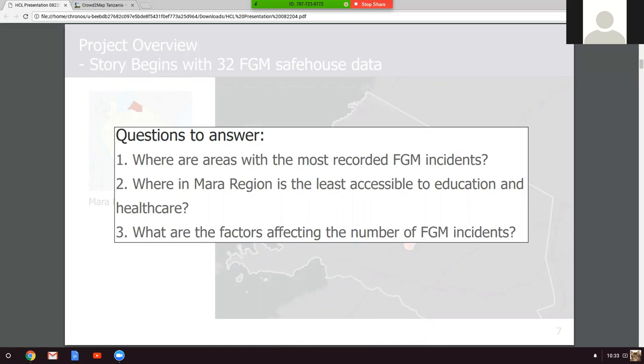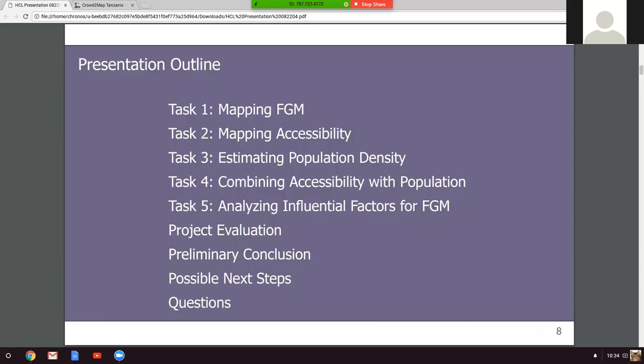Where are the areas with the most recorded FGM incidents? Where in Mara region is the least accessible to education and healthcare? What are the factors affecting the number of FGM incidents? To answer those questions, I conducted several analysis tasks. In this presentation, I'll be talking about each of them. First was mapping FGM, then mapping accessibility, estimating population density, combining accessibility with population, and lastly, analyzing influential factors for FGM.